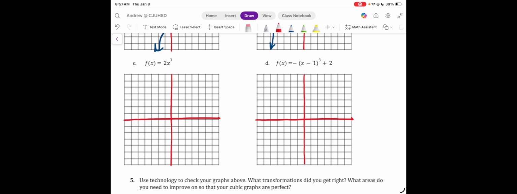So we're still going to have 0, 0. But instead of 1, 1, we're going to have 2, 1, 2 up here and down here. And if we could draw that next point, if we were to go over 2, that would be up 16. So this thing is really, really steep when you put a 2 in there.